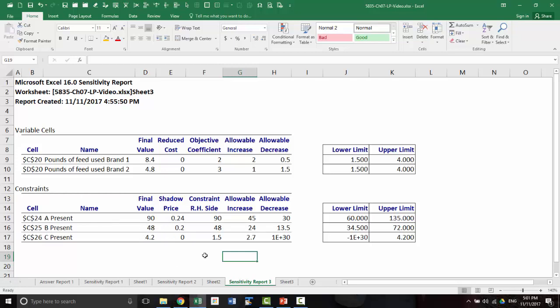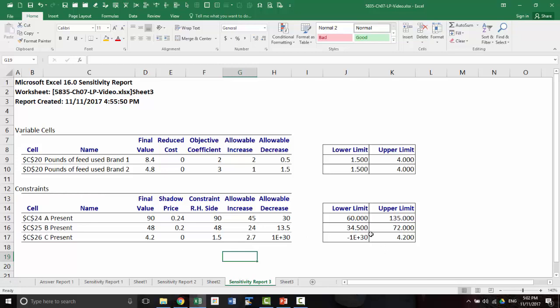Now for ingredient C, the right hand side requirement is 1.5. If you increase the requirement up to 4.2, there is no shadow price because there is a surplus. So up to that point, it's free. You don't need to do anything more in terms of cost. It'll be zero. But once you cross that, then the shadow price is no longer valid.